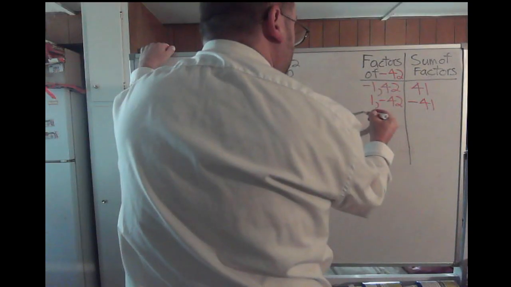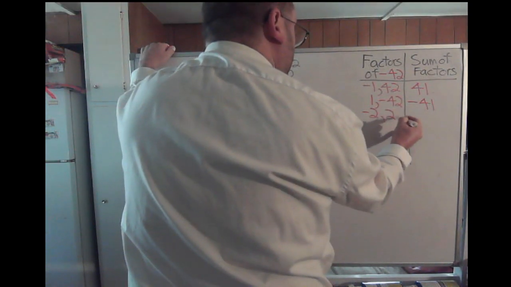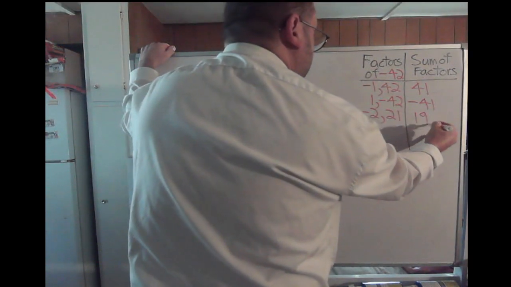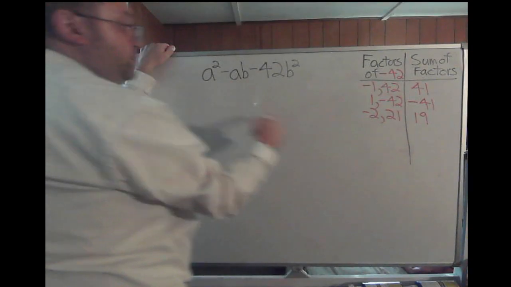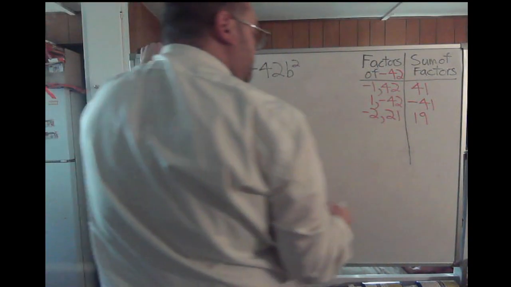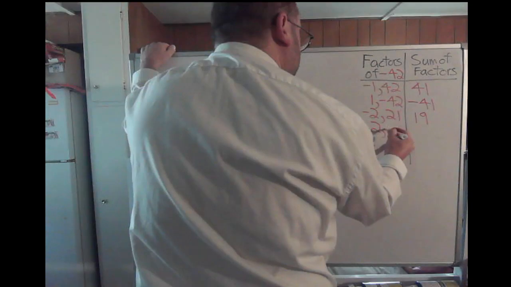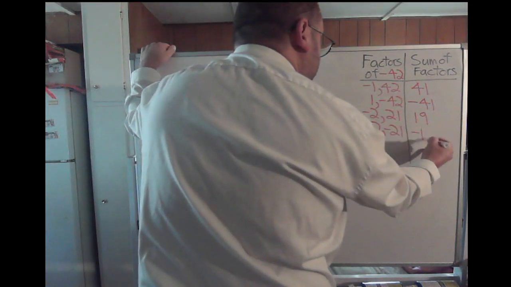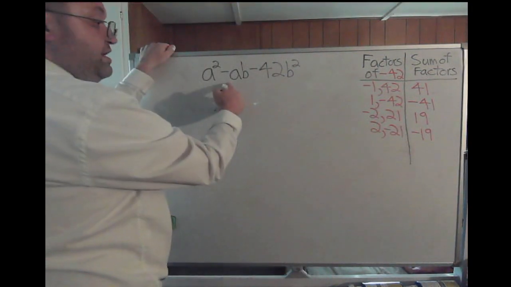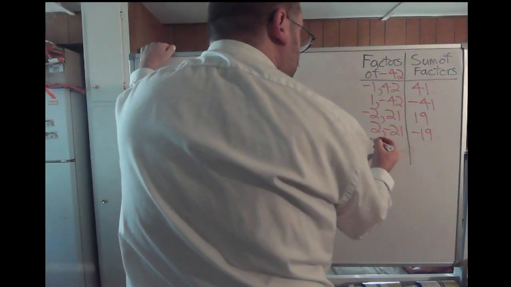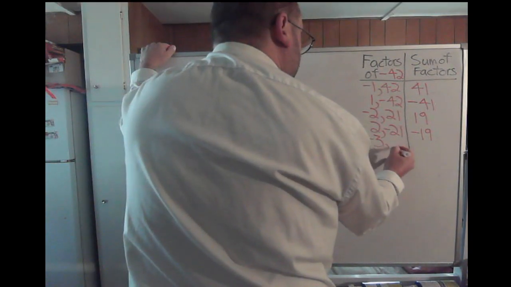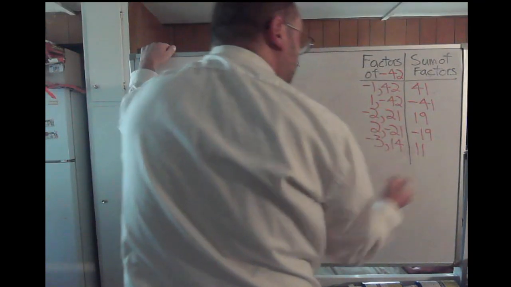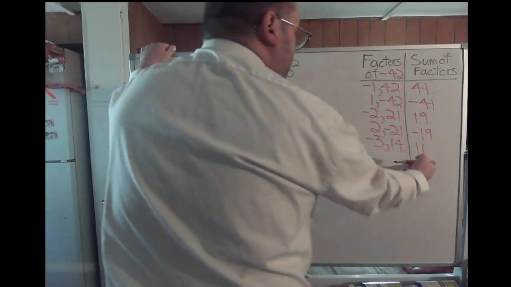All right, let's go next to negative 2 and positive 21. You add negative 2 and positive 21 together, you get positive 19. Well, your coefficient should be negative 1, not positive 19. That doesn't work. So how about positive 2 and negative 21? Well, add those two together, you get negative 19. Your coefficient should be negative 1, not negative 19. So how about negative 3 and positive 14? Add those together, you get positive 11. Your coefficient should be negative 1, not positive 11.